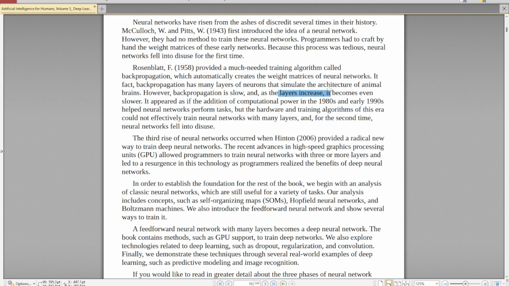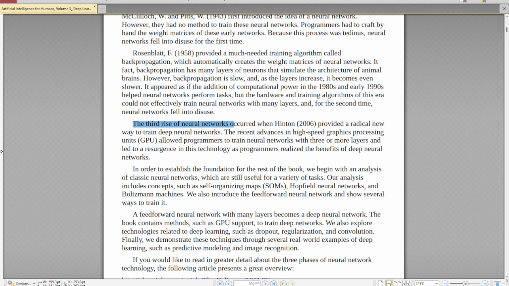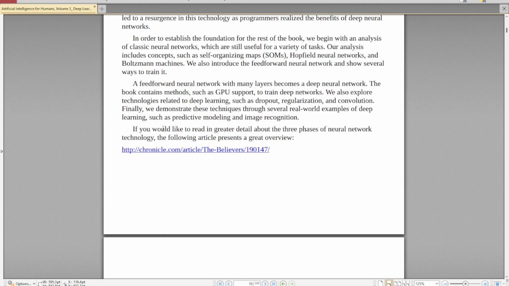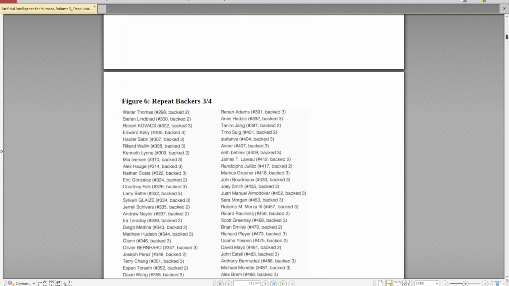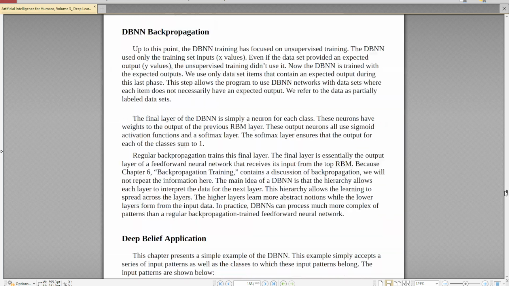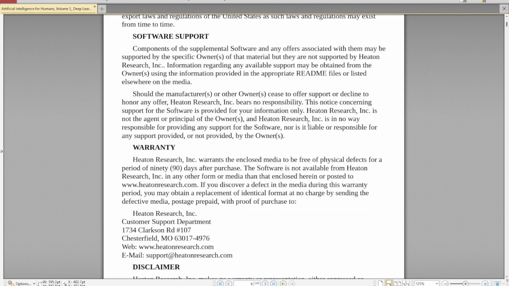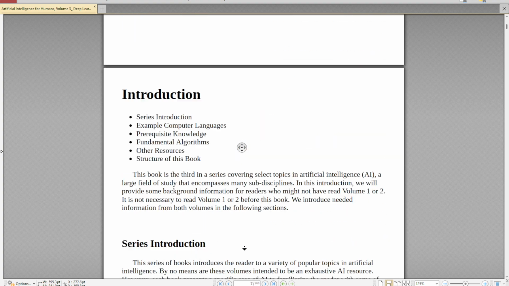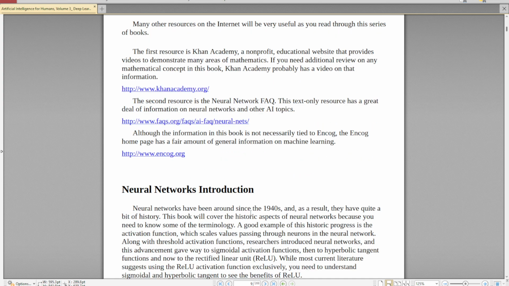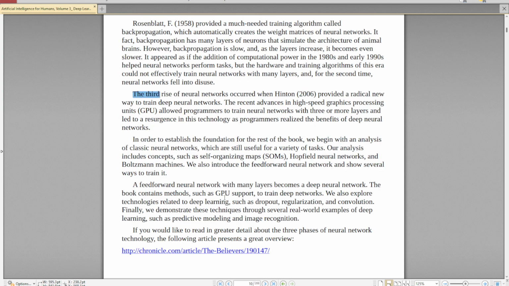The layers increase. There is an input layer, middle layers, output layer, and then a lot of things. So obviously, the third rise of neural networks. I don't know, it's important, I don't know why I'm reading this. Actually, there is a lot of things, and if we go further there is a lot of discussion further. But I don't know why I'm wasting the time here. I really don't know if it's beneficial or not. Okay, no problem, let's move on.